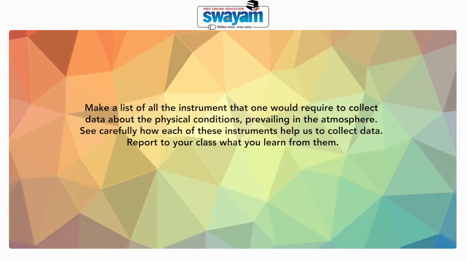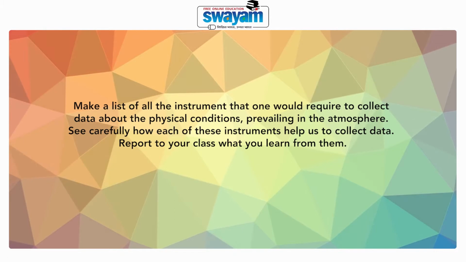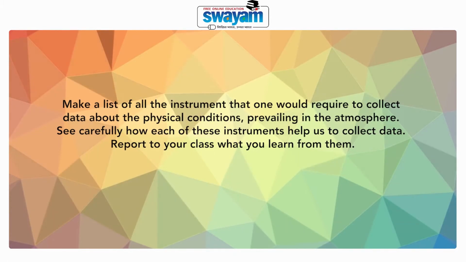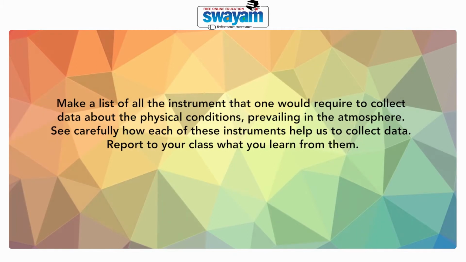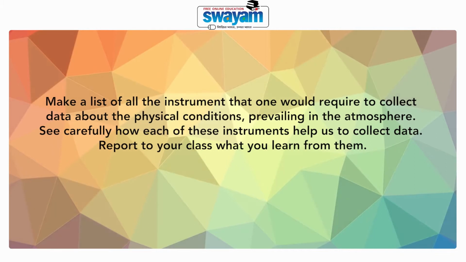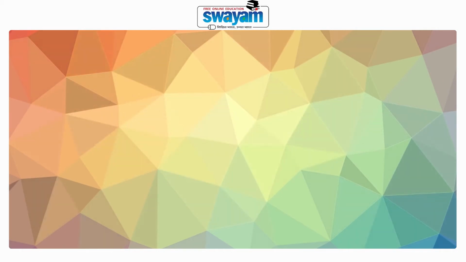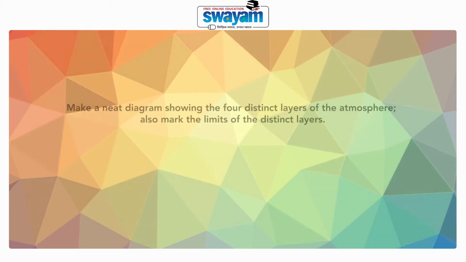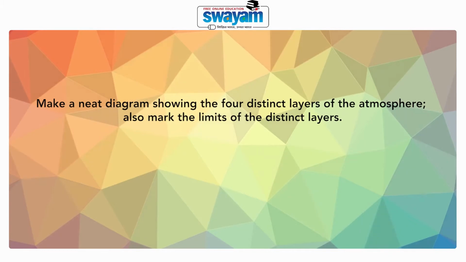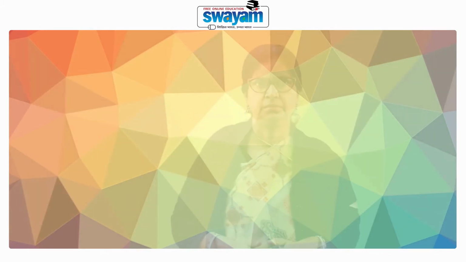Make a list of all the instruments that one would require to collect data about the physical conditions prevailing in the atmosphere. See carefully how each of these instruments helps us to collect data. Report to your class what you learn from them. Make a neat diagram showing the 4 distinct layers of the atmosphere. Also mark the limits of the distinct layers.